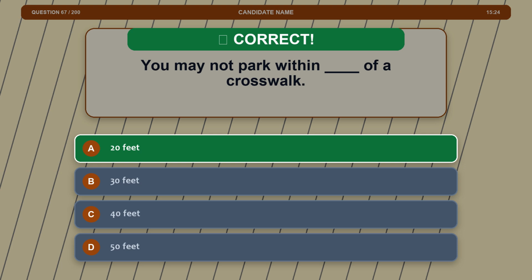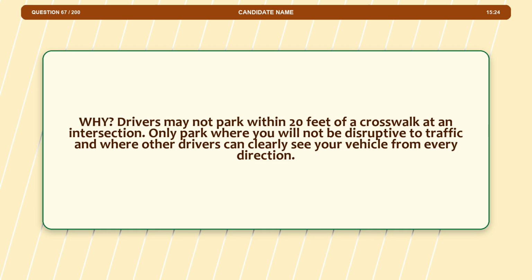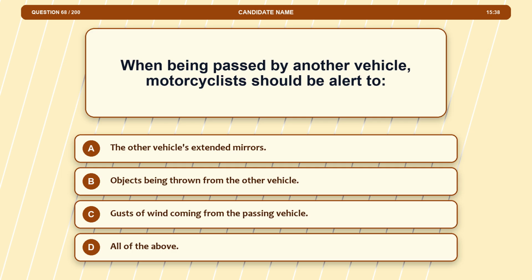The correct answer is option A. 20 feet. Explanation: drivers may not park within 20 feet of a crosswalk at an intersection. Only park where you will not be disruptive to traffic and where other drivers can clearly see your vehicle from every direction.